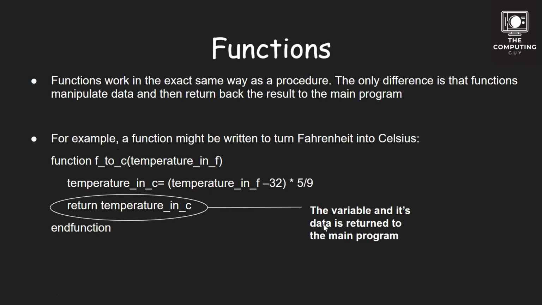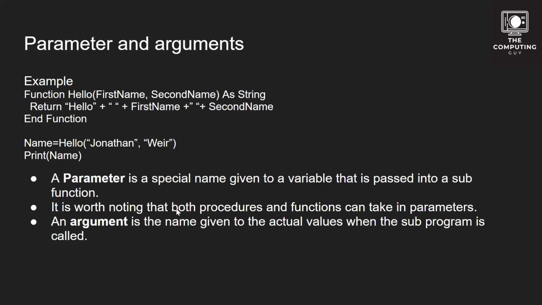So if it was called using a print statement, then it's called using a print statement. If it's called using a variable, then it's going to return there. So here's an example of parameters and values, and us actually calling and returning the value back to the main program. So again, a parameter, just to touch on it again, is a special name given to a variable that's passed into a function.